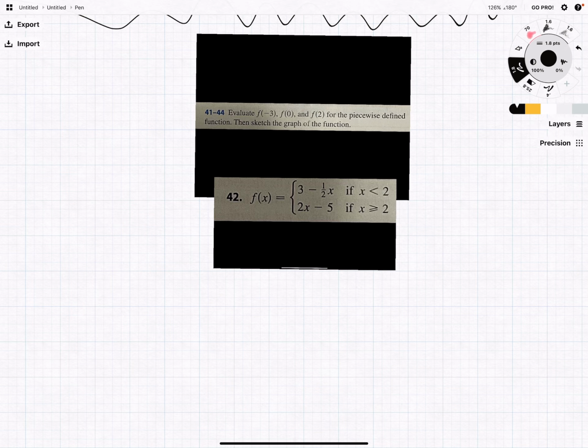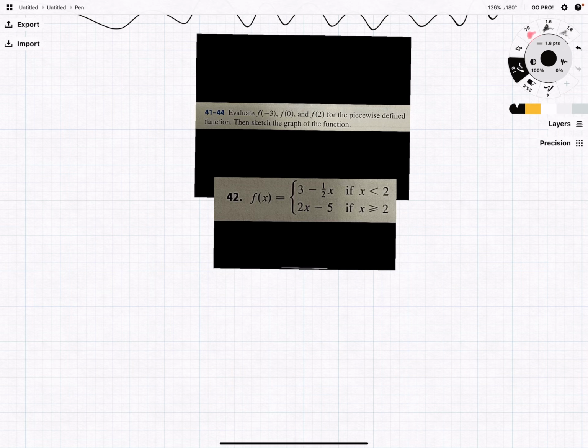This is Stewart Calculus 8th edition, section 1.1, problem 42. For this set of problems it says, evaluate f of negative 3, f of 0, and f of 2 for the piecewise defined function. Then sketch the graph of the function.